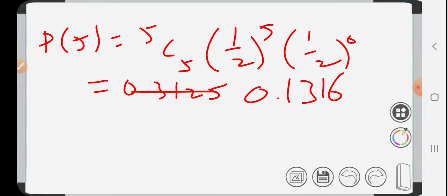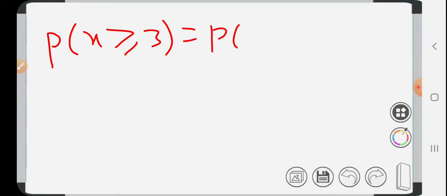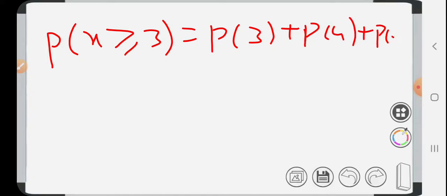No problem. Second one is, what's the second question? At least 3 men means P of x greater than or equal to 3, at least 3, meaning minimum 3. So here P of 3 plus P of 4 plus P of 5, at least 3.